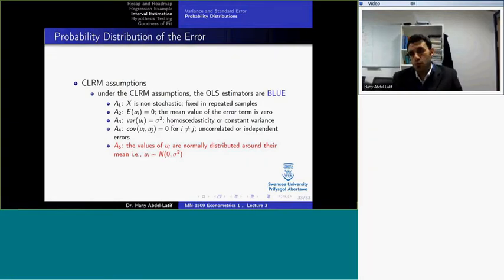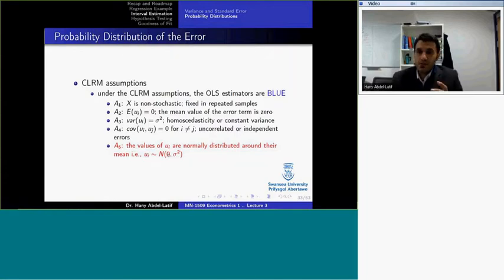So now we're going to make one more assumption about how the error term is distributed, or about the probability distribution of the error term. We assume that the error term is normally distributed around the mean. In this expression, u_i is the error term, and the tilde means follows. N stands for normal distribution, which is usually defined by two values: the first is the mean, and the second is the variance.